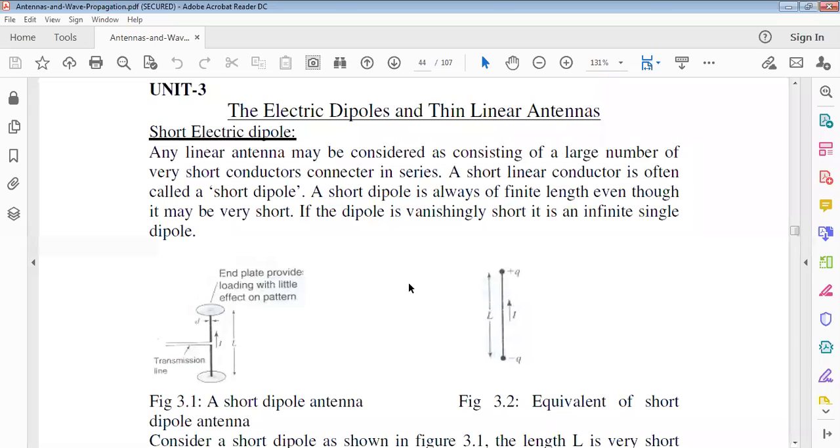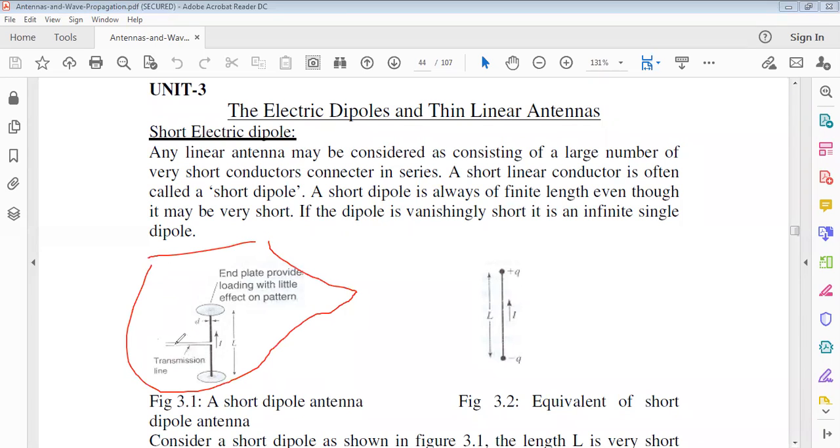Okay, now this is the short dipole. This is the practical implementation of the short dipole.